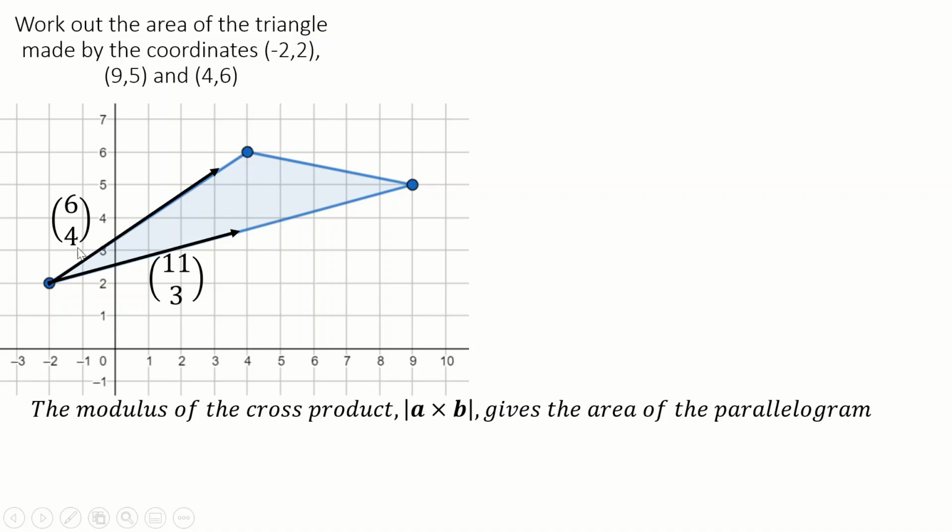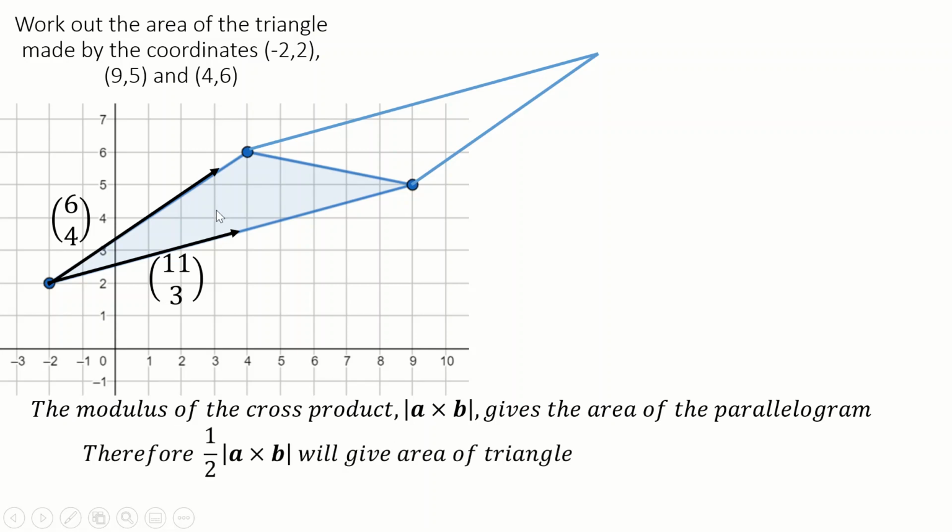Well, I mean if you copy this vector out here and copy this vector out here to make yourself a parallelogram, when you cross the two vectors that you've kind of doubled to form that with, the modulus of that cross gives you the area of the parallelogram. Now, I'm not interested in the area of that, I'm interested in the area of the triangle, but of course the triangle is just half of that. So if I half this modulus of a cross b, I'm going to get the area of the triangle.